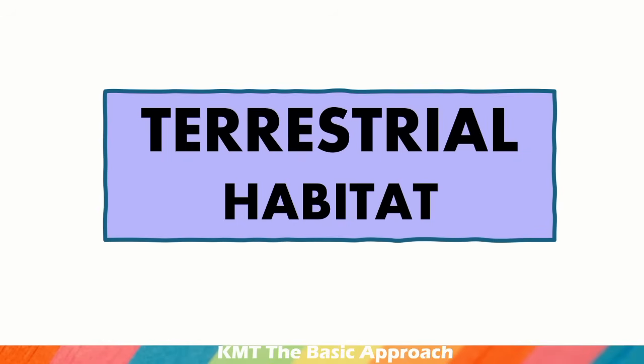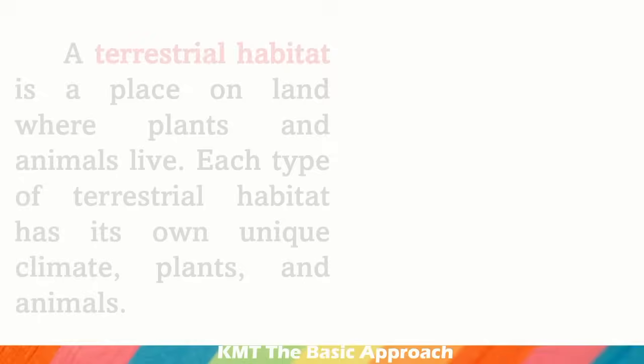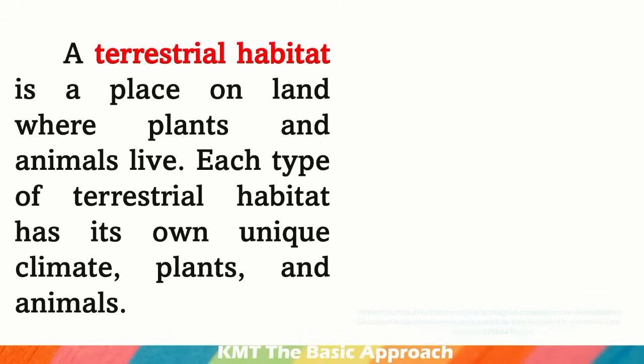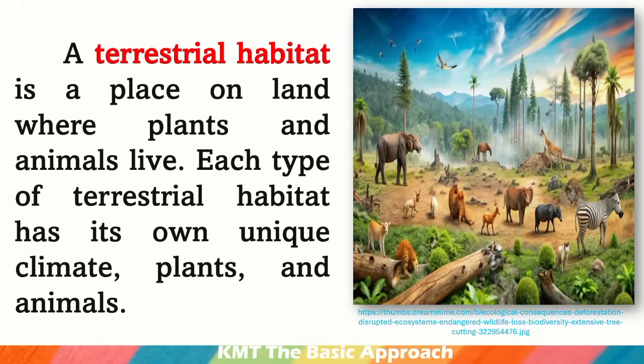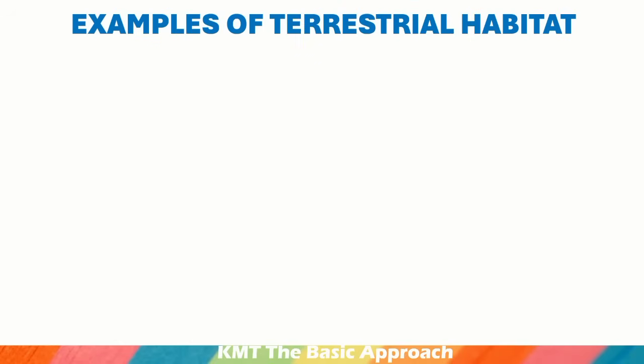First lesson, terrestrial habitat. A terrestrial habitat is a place on land where plants and animals live. Each type of terrestrial habitat has its own unique climate, plants, and animals. Examples of terrestrial habitat.